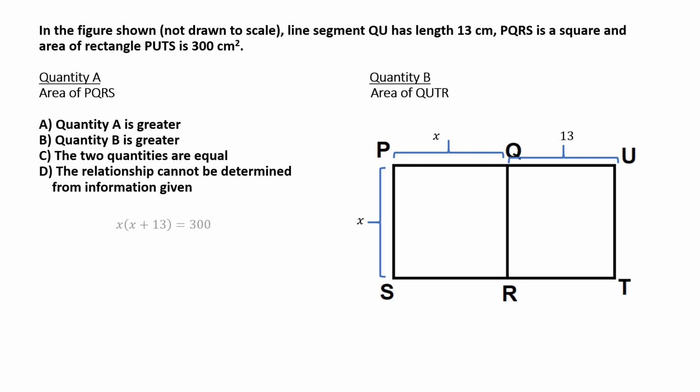So we can get an equation that looks like this: X multiplied by X plus 13, the product of the adjacent sides of rectangle PUTS, PS being X and PU being X plus 13. It's pretty evident from the figure and the labeling. So X multiplied by X plus 13 is equal to 300. And so we have an equation here, and there are several ways in which you can solve this.